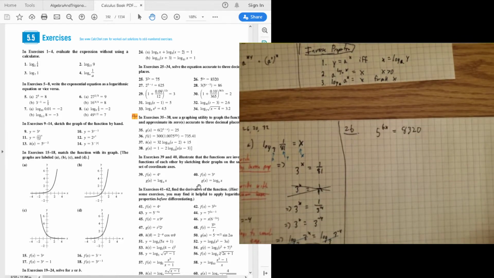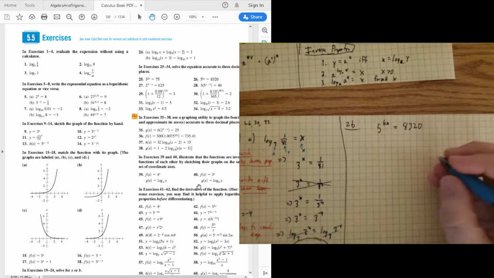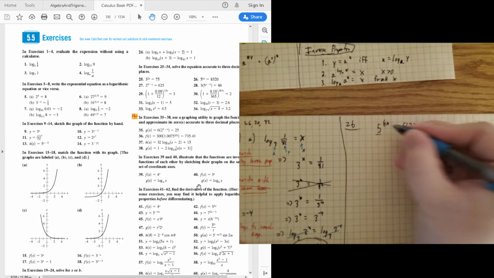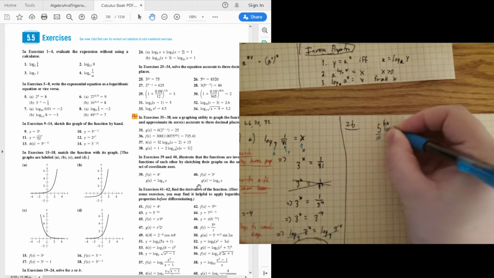Now, there's a lot of ways I can do this, and I'm going to showcase the most common way. I want to get x by itself. What's involved in getting x by itself? Well, I have this 5 that I need to get rid of, and I have this 6 I need to get rid of. According to order of operations, this one I need to get rid of first, and this one I need to get rid of second.